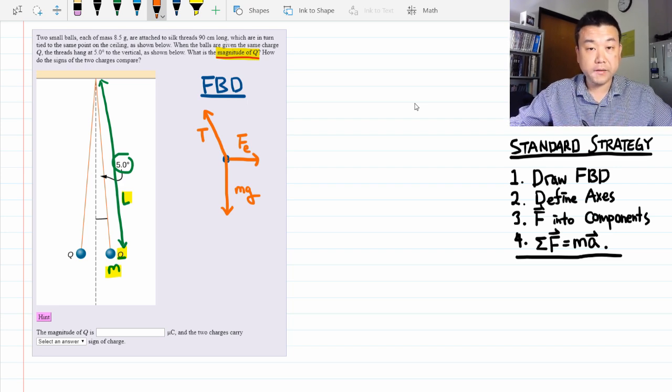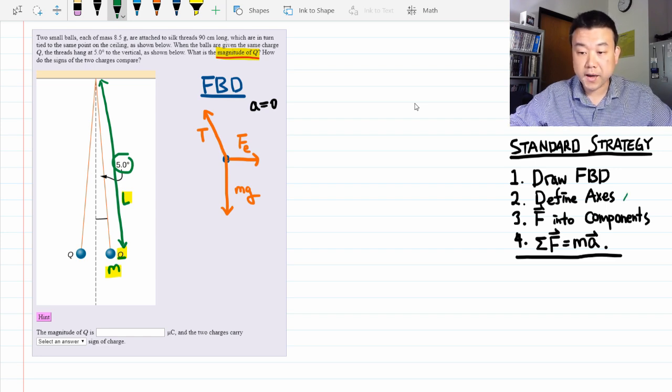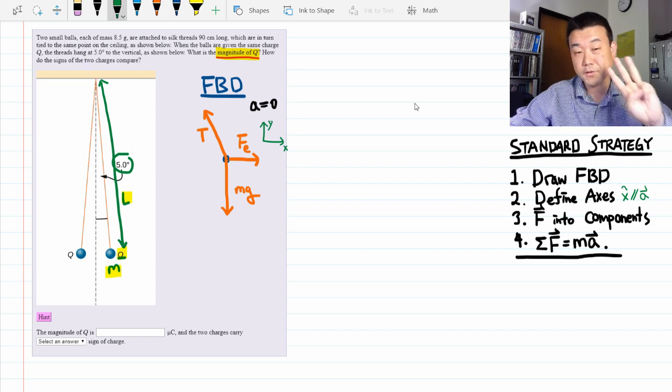All the forces are identified there, and the diagram I've drawn is consistent with the fact that the ball is not accelerating. All right, now step number 2, I need to define the axis. We usually define the axis so that one of the two axes is parallel to the acceleration. Here, since we have zero acceleration, it makes sense to pick the axis that lines up with the forces, so that most forces are either along the x direction or the y direction. This makes our job in step number 3 easier.